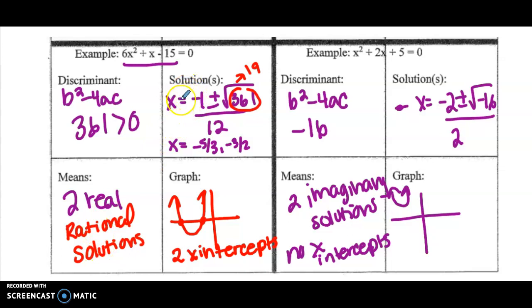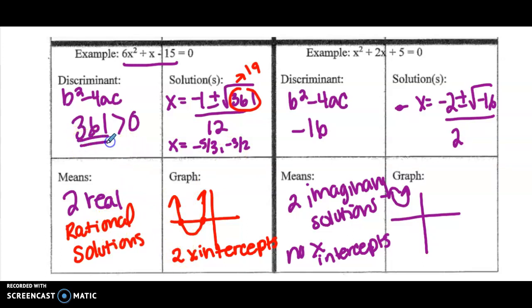Now, I'm going to solve this using the quadratic formula. So what I did is I didn't have to do any work here because I already had that portion right here. This 361 is already right here. Square root of 361 is 19, so I can actually simplify this entire thing. -1 plus or minus 19 all over 12 gives you those 2 answers. So this one has 2 real rational solutions and 2 x-intercepts.